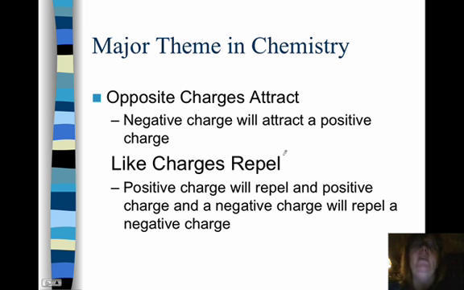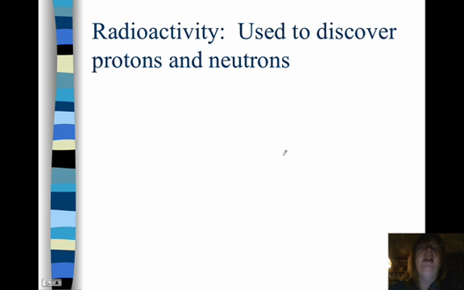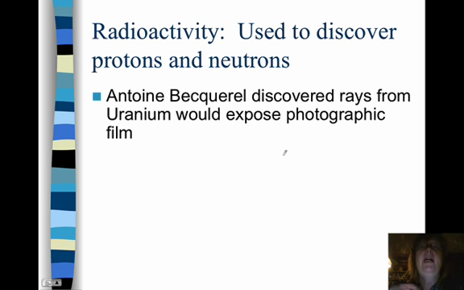We see this with Thomson's experiment when the negative electrons are attracted to a positive charge. So again, this is a major theme in chemistry, and you should just always have it in the back of your mind. All right, now, radioactivity was used to discover the protons and the neutrons. Because of that, I just wanted to give you a little bit of background about radioactivity, just enough so that in this unit it will make sense.